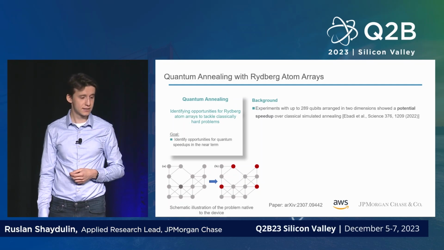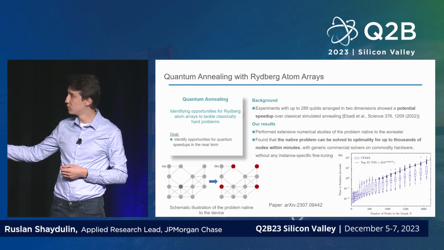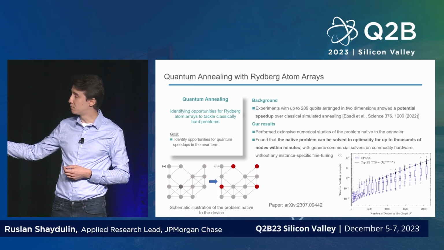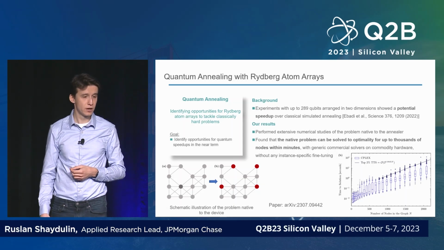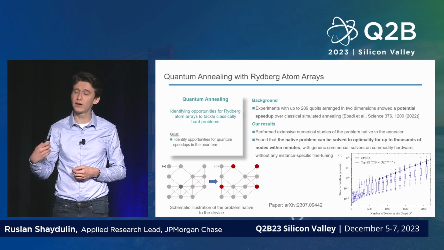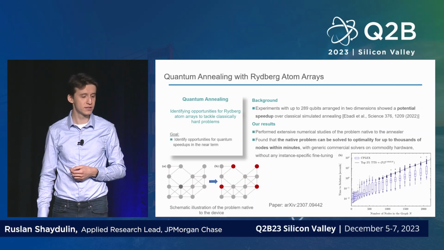The problem studied is outlined here. You have some graph, which has a specific structure that's native to this array. And your goal is to solve the maximum independent set problem on this graph. So you would like to choose some vertices such that no two chosen vertices are connected by an edge.